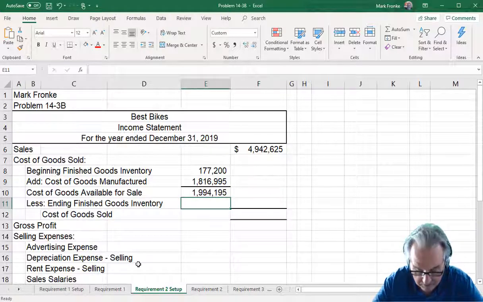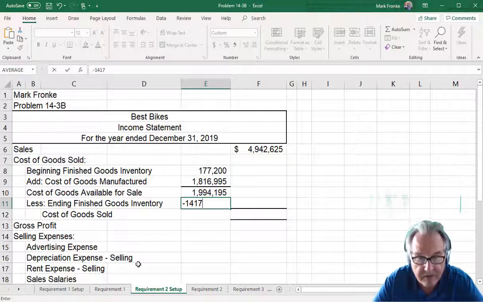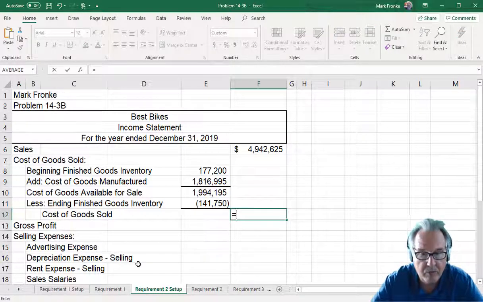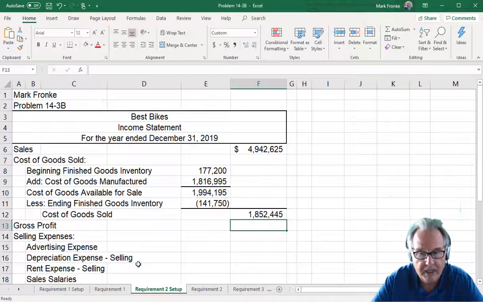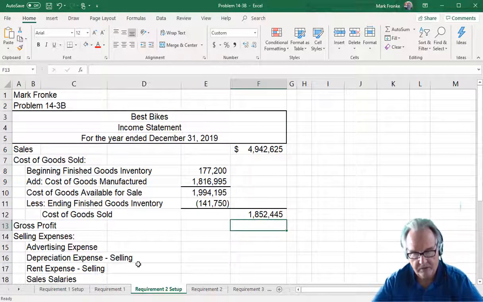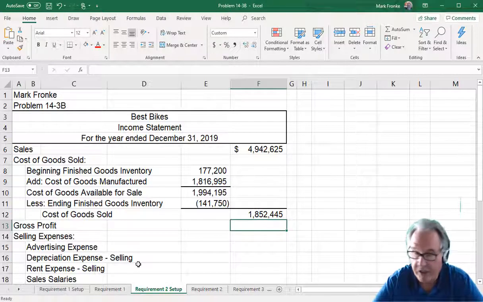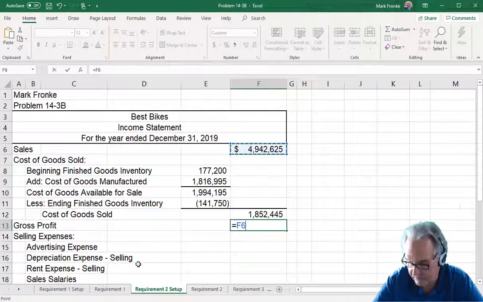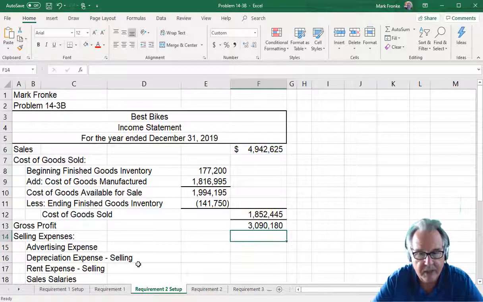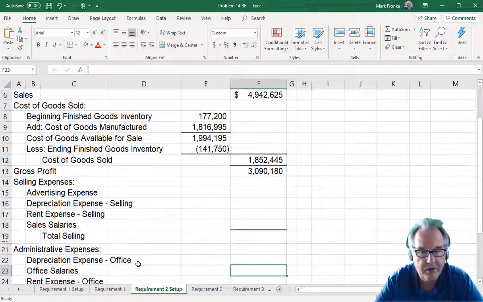1,994,195. I'm going to subtract ending inventory because we want cost of goods sold. And in order to get cost of goods sold, I want to subtract the cost I didn't sell. And I didn't sell them because they're still sitting in the finished goods warehouse. So when I subtract cost of goods sold from sales, I get a gross profit of $3,090,180. Gross profit.